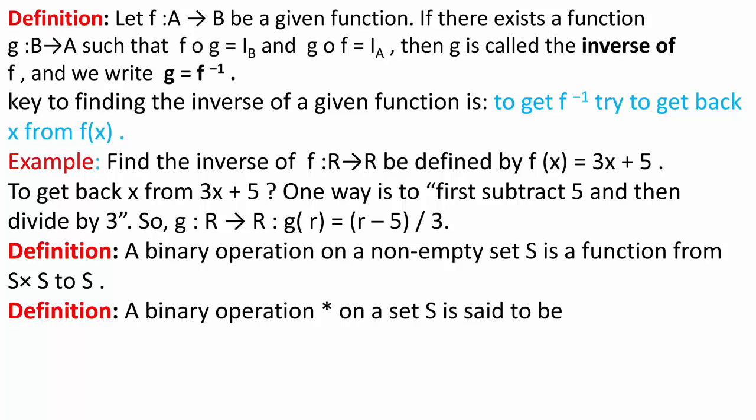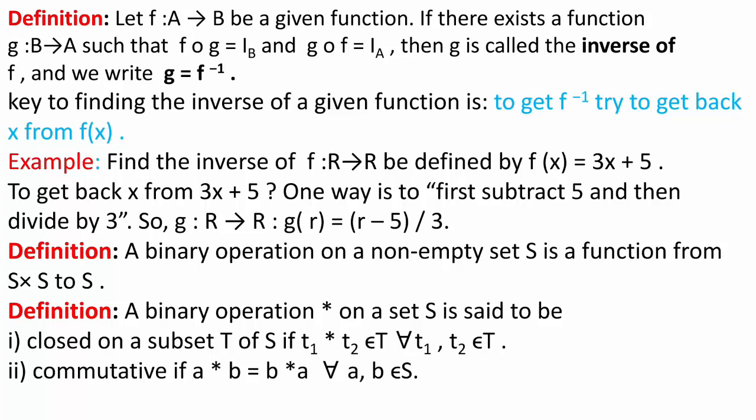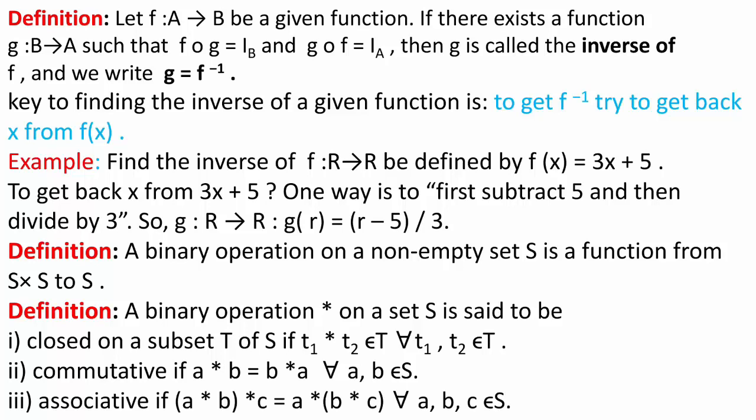A binary function star on the set S is said to be closed on subset T of S if T1 star T2 belongs to T for all T1, T2 belonging to T. The operation is closed if the binary operation T1 star T2 is in the set T, and it is commutative if A star B equals B star A for all A, B belonging to S. And it is associative if (A star B) star C equals A star (B star C) for all A, B, C belonging to S.